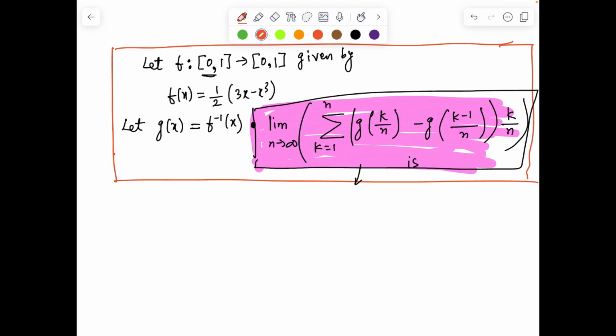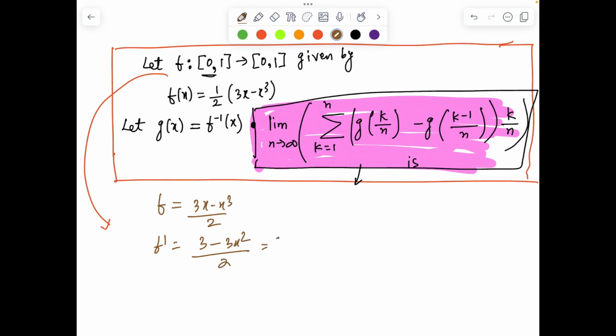Now you must be knowing, for a function to be invertible, it must be bijective, in the sense that it has to be one-one and onto in that particular interval. So let's appreciate that fact first before we go further. The function is (3x minus x cubed) by 2, so its derivative is going to be (3 minus 3x squared) over 2. So it's 3 by 2 into (1 minus x squared).